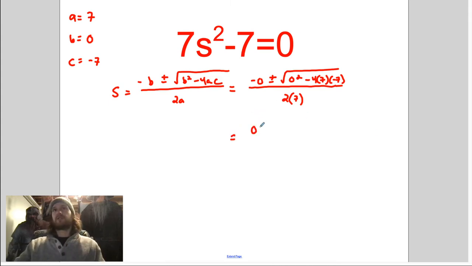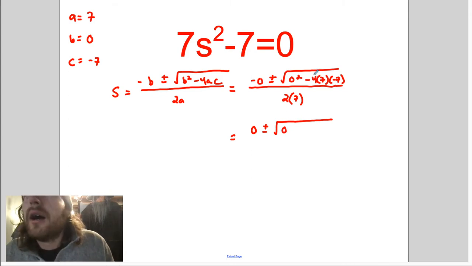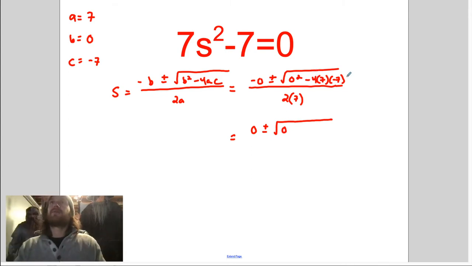Negative 0, guess what? That's just 0. Can't be the opposite of 0. That's silly. And then on the inside, we have 0. And then negative 4 times 7 times negative 7 is a number. 49 times 4. That will be positive. Careful. Negative times a positive times a negative is positive 196. All divided by 2 times 7, which is 14.